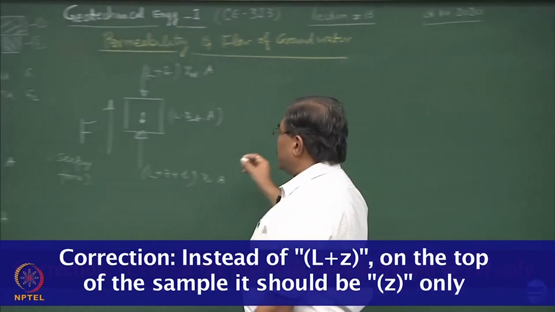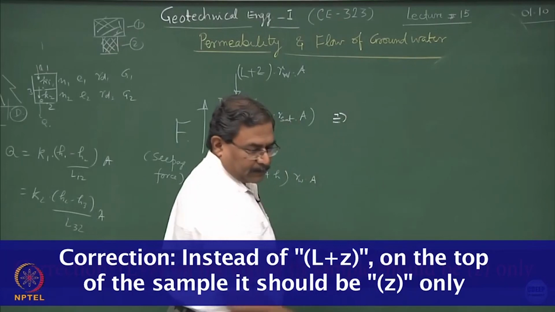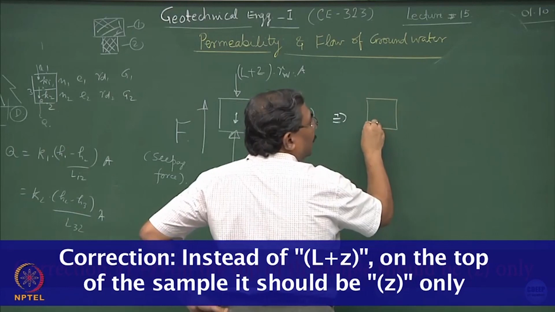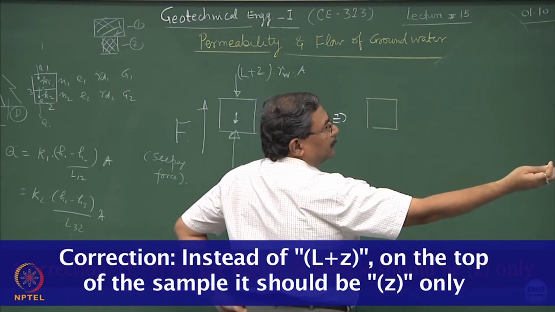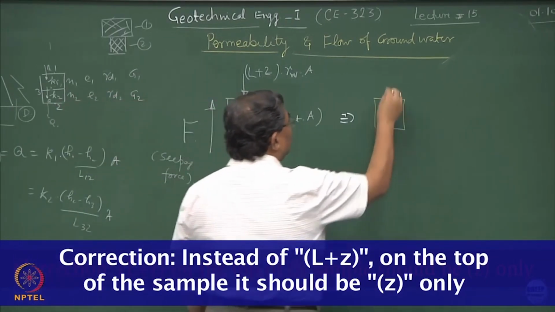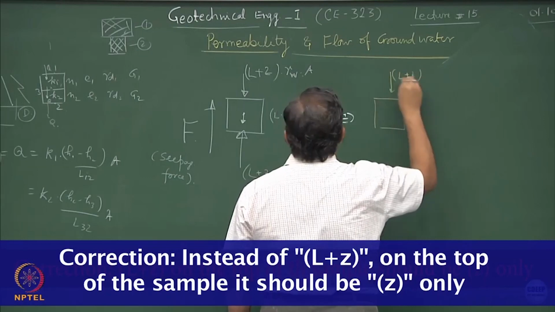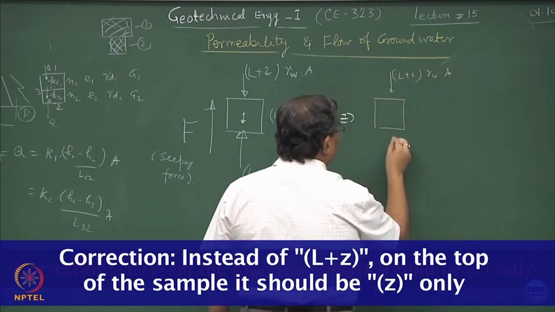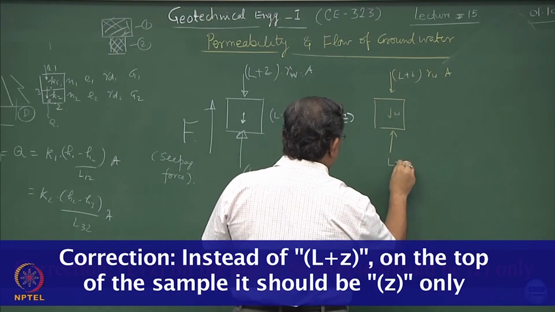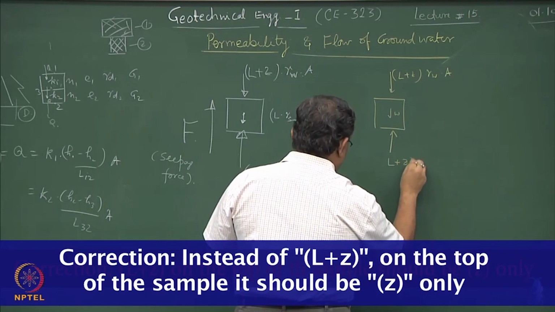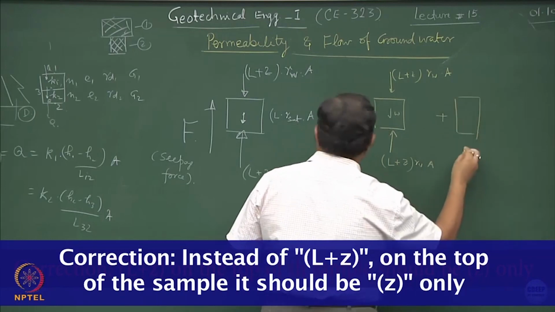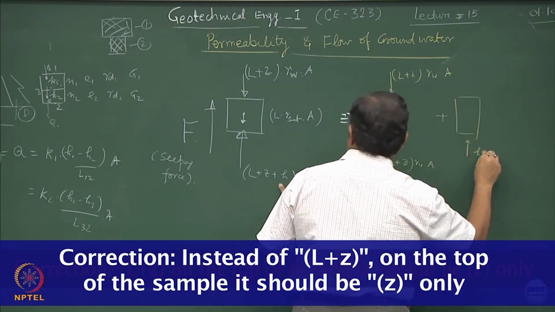A little bit more of understanding for all of you, let's put it in components. Let us filter out the seepage force in the form of hydraulic gradient. So what I can do is, I can say L plus Z into gamma W A, of course weight is acting, and this becomes L plus Z gamma W A plus, if I write like this, is there any problem?